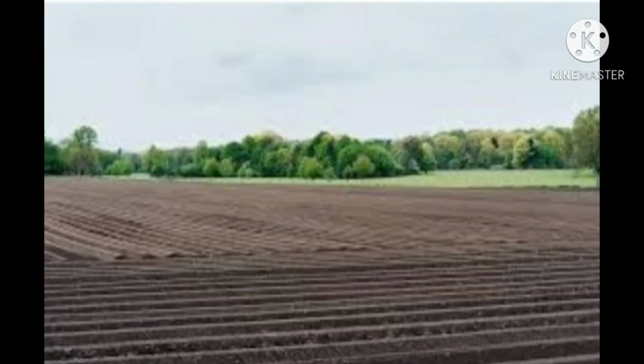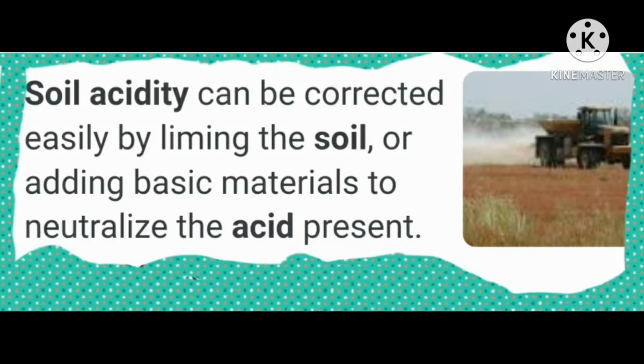When the soil is too acidic, it is treated with a base such as quicklime, that is calcium oxide, or slaked lime, that is calcium hydroxide. These bases neutralize the excess acid present in the soil and reduce its acidic nature.